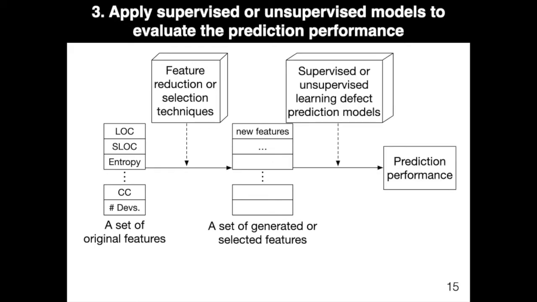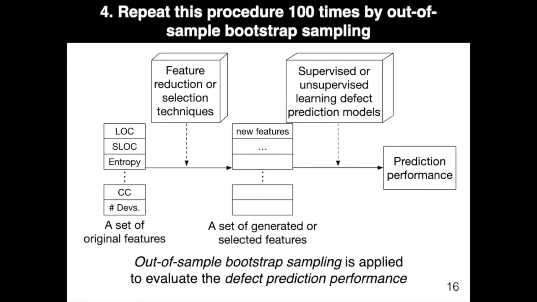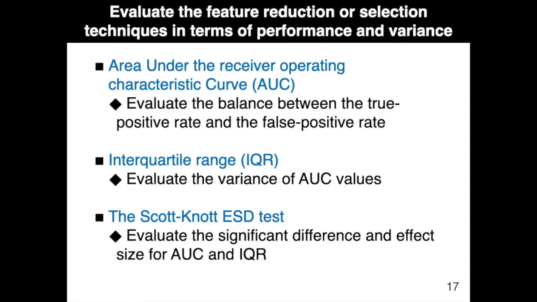I'll explain the overview of our experimental procedure. First, we extract a set of original features from the target entity. Second, we apply the feature reduction or selection techniques to the set of original features to generate or select a set of new features. Third, we apply supervised or unsupervised defect prediction models to evaluate the feature reduction or selection techniques in terms of the defect prediction performance. Finally, we repeat this procedure 100 times by out-of-sample bootstrap sampling. We evaluate the feature reduction or selection techniques in terms of the performance and variance.